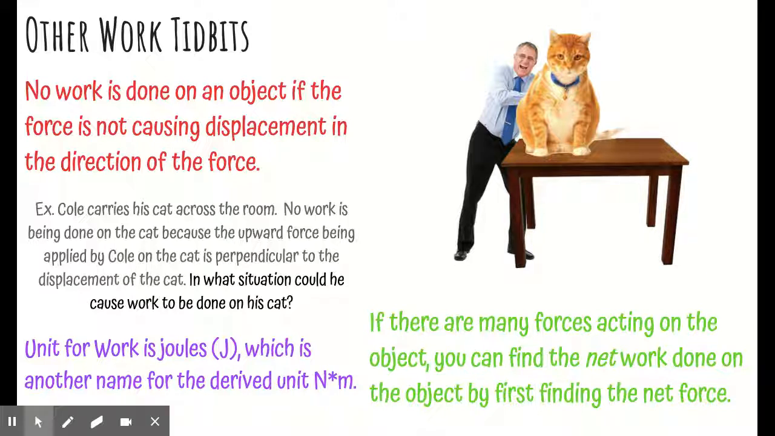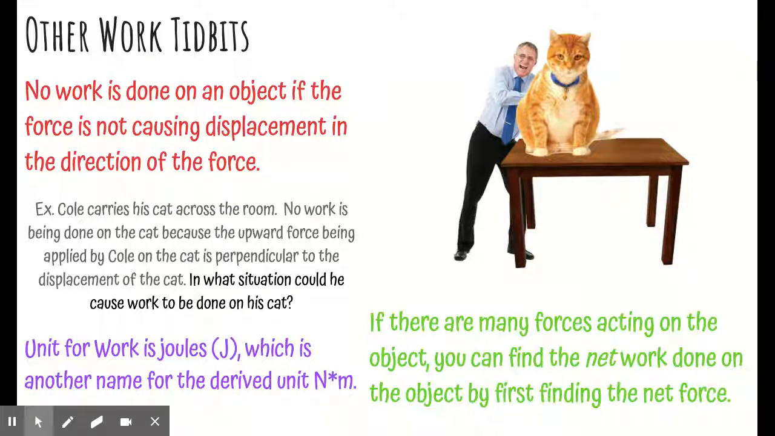So the unit for work is going to be the joule, also just a capital J if you want to abbreviate it. So that's just another name for a derived unit. In this case, it's newtons times meters. We've seen newtons divided by meters before with your spring constant and things like that. But in this case, it's newtons times meters, which is just force times distance.